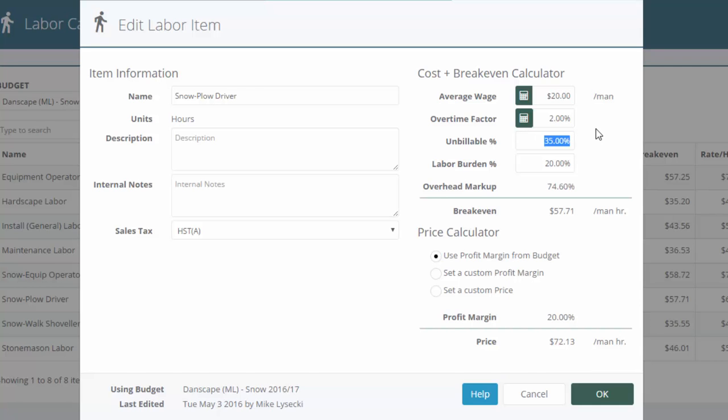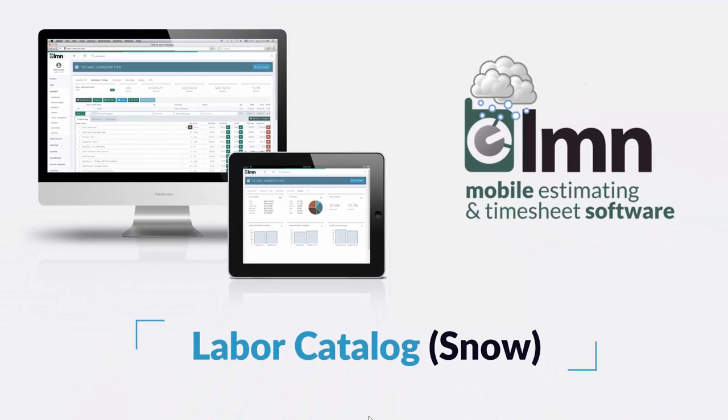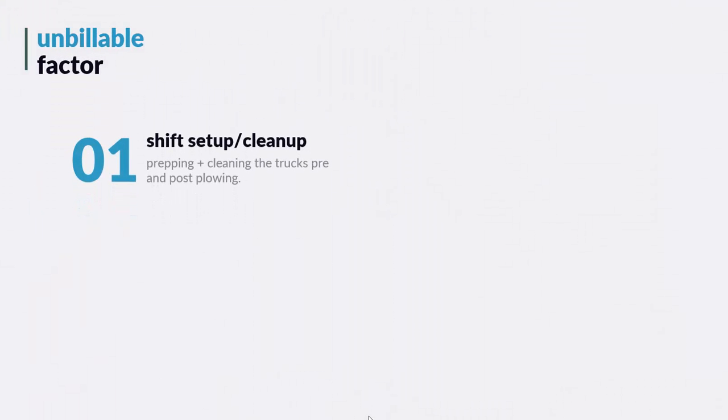Unbillable. This is the big question mark that a lot of contractors have when setting up our labor. So we're going back to PowerPoint here just to go through what unbillable means. Your unbillable factor is the percentage of time your employees are getting paid, but that you're not charging out or estimating to a customer.